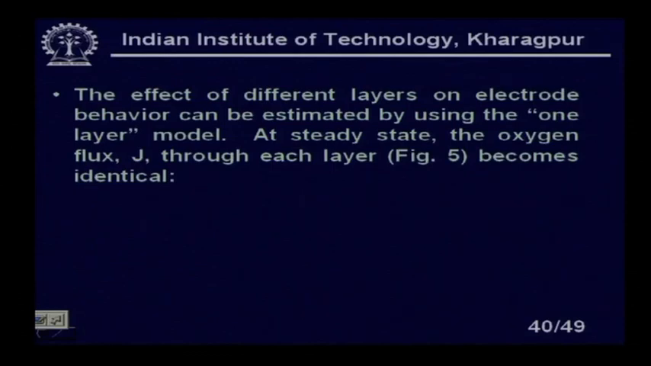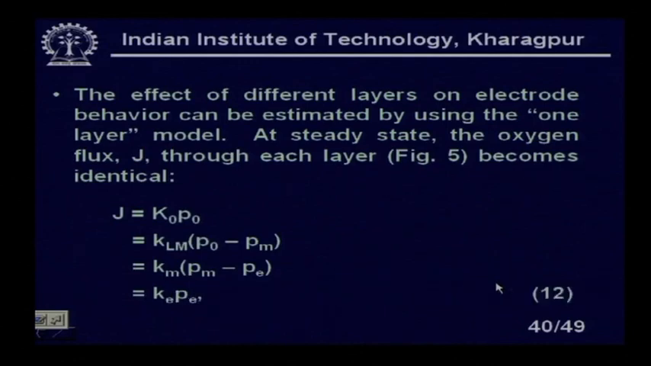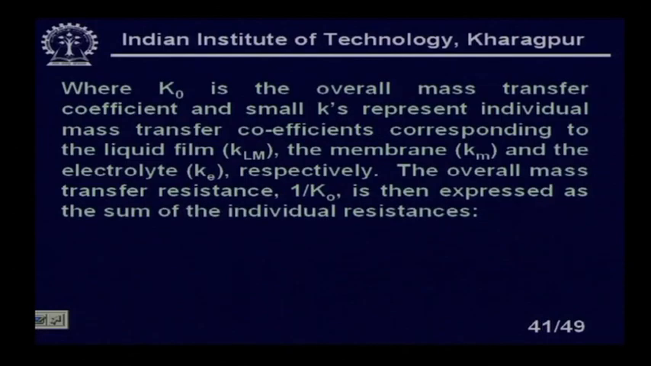At steady state, the oxygen flux J through each layer in figure 5 becomes identical. J equals K0 into (P0 minus Pm), K Lm, multiplied by (Pm minus Pe), which we can write as Ke into Pe, equation number 12, where K0 is the overall mass transfer coefficient and small k's represent individual mass transfer coefficients corresponding to the liquid film KLm, the membrane Km, and the electrolyte Ke respectively.